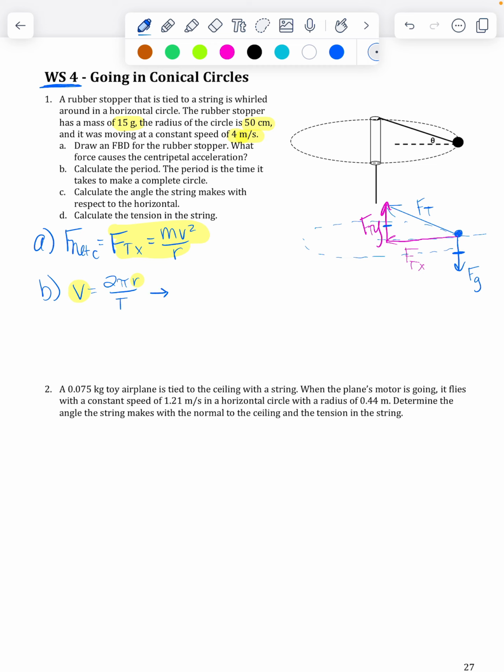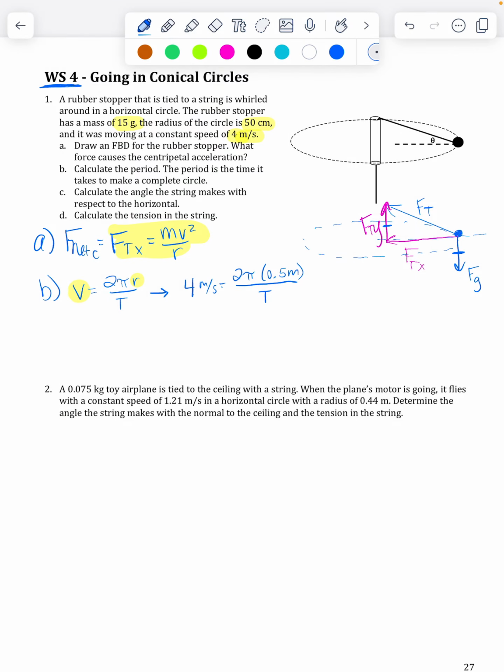So I'm going to do that right over here. The velocity is 4 meters per second equals 2 pi. I want to plug in the radius in meters, so 0.5 meters, divided by the period. And so I'm going to divide those two.